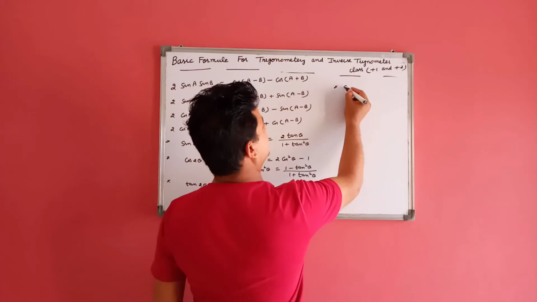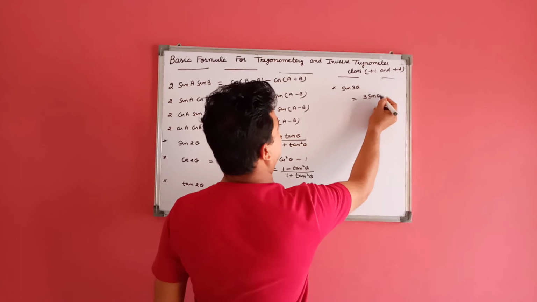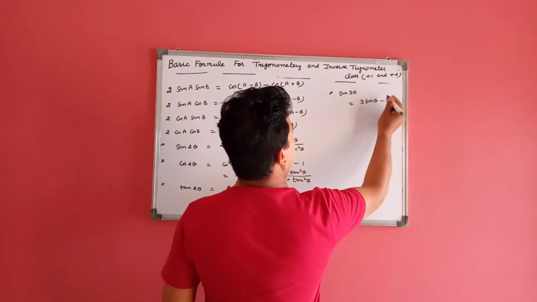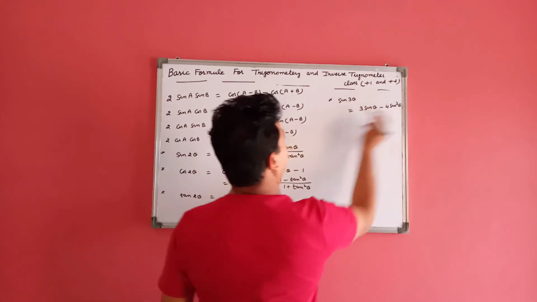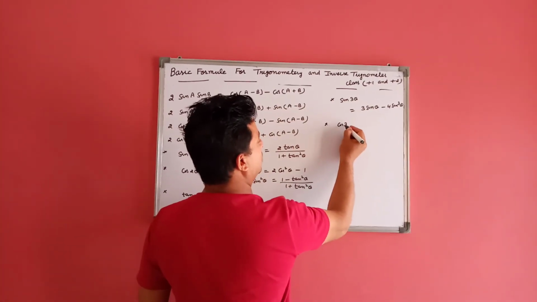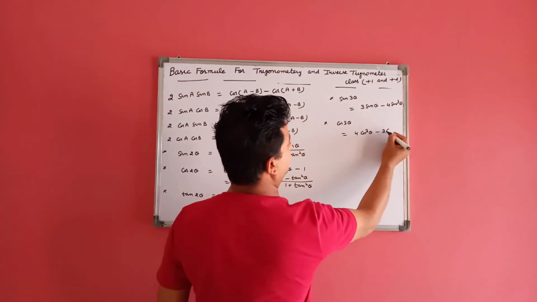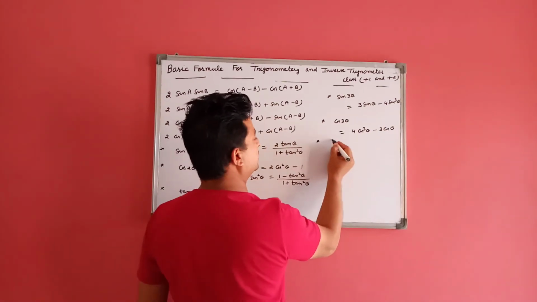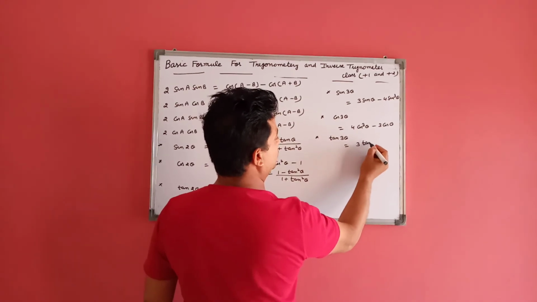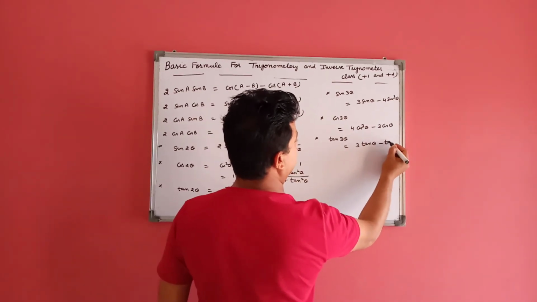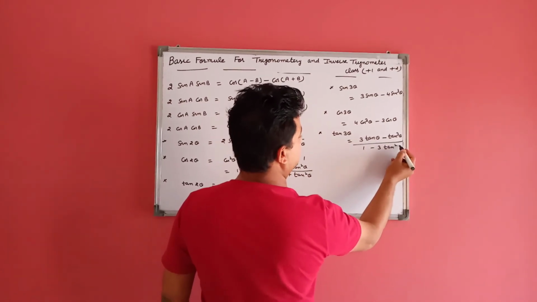The next one is sin 3 theta, which is equal to 3 sin theta minus 4 sin cube theta. Next one is cos 3 theta, which equals 4 cos cube theta minus 3 cos theta. The next one is tan 3 theta, which is equal to (3 tan theta minus tan cube theta) over (1 minus 3 tan square theta).